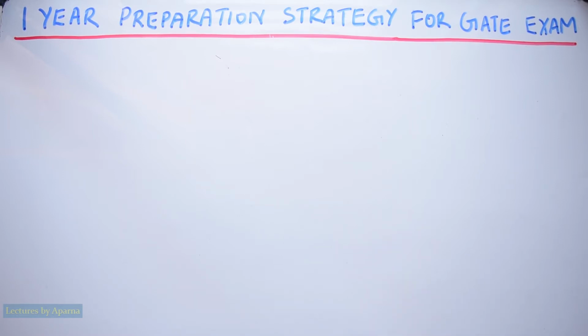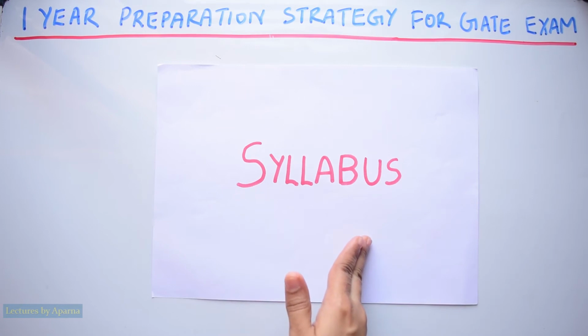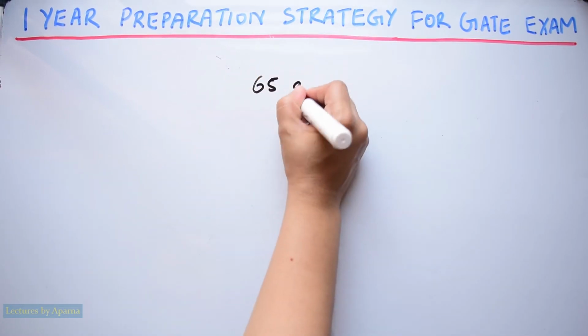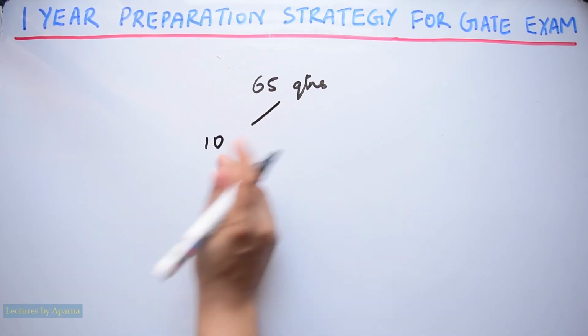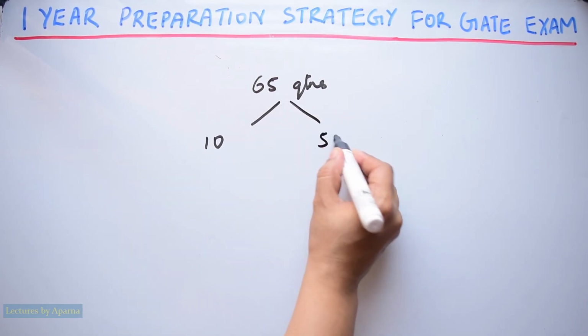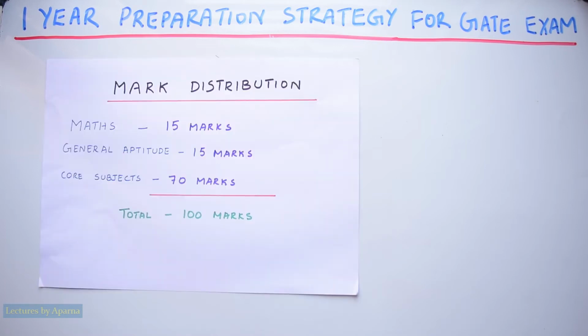It is very important that you plan your studies well and prepare a schedule based on the syllabus of the exam. So the first thing you have to do is download the syllabus of the exam. Next, you should know the mark distribution. For the GATE exam, a total of 65 questions will be there. Out of this, 10 questions will be asked from general aptitude. The remaining 55 questions will be asked from core subjects and mathematics.